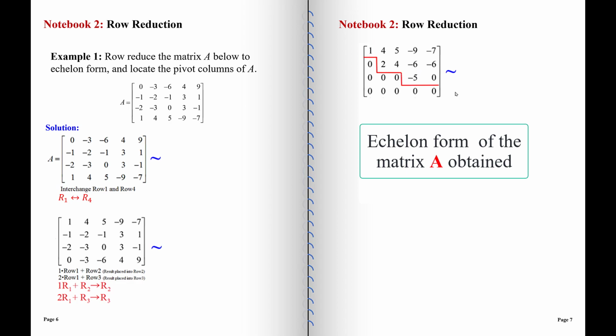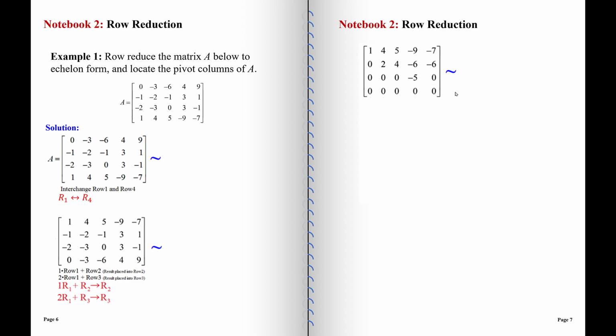So one thing we can do, we could stop here, but for effect, I'm going to prep it for the next phase. Let's make the leading entries a 1. It's not necessary. I'm just doing this for illustration. Technically, I could stop here, right? Once the matrix is in echelon form, the leading entries become the pivots. And that was the second part of our problem, locate the pivot columns of A.